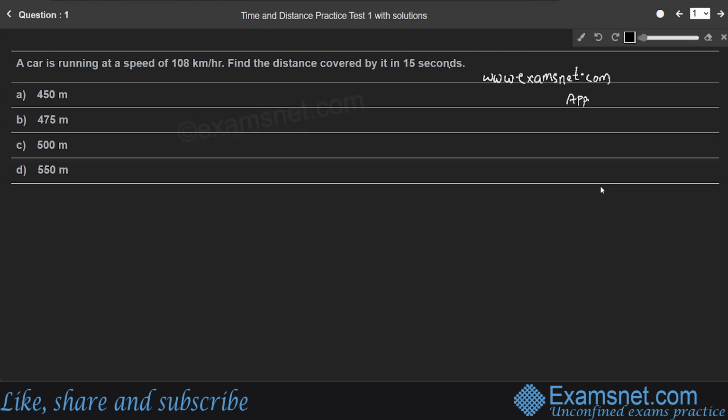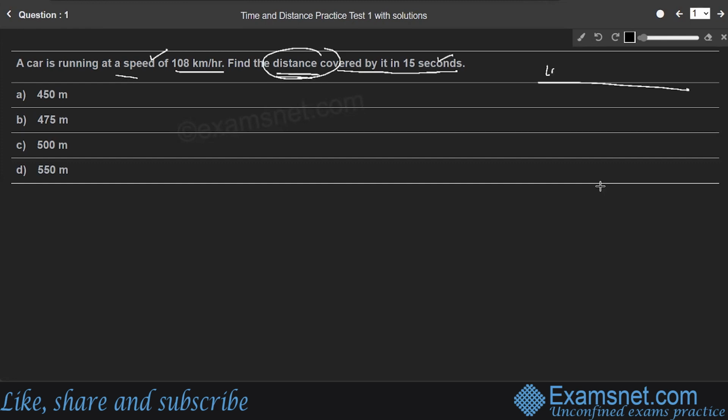Let's begin with question number 1. A car is running at a speed of 108 km per hour. Find the distance covered by it in 15 seconds. So here the speed of the car is given and the time taken to cover some distance is given, right? So we need to find that distance.